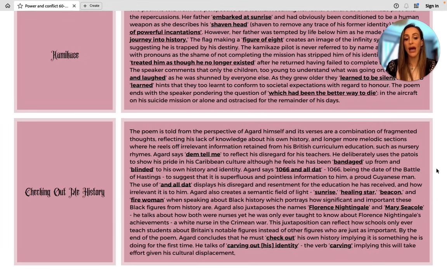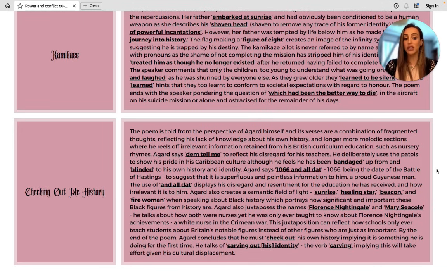it is to him. Agard also creates a semantic field of light, sunrise, healing star, beacon, and firewoman when speaking about Black history, which portrays how significant and important these Black figures from history are. You may want to think of the connotations of sunlight, star, beacon, and fire. So sunrise, new dawn, hope, possibility. A star often has a sort of a symbol of something that we might make a wish upon, or again, hope. A beacon of hope, and fire is something very powerful. So he is associating all these powerful images with these significant figures from Black history.